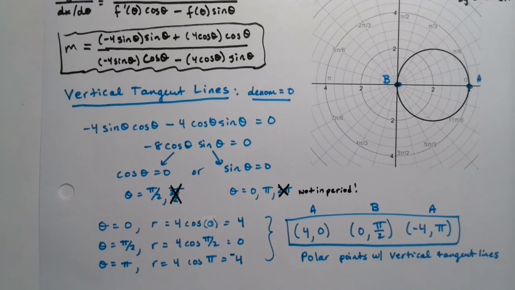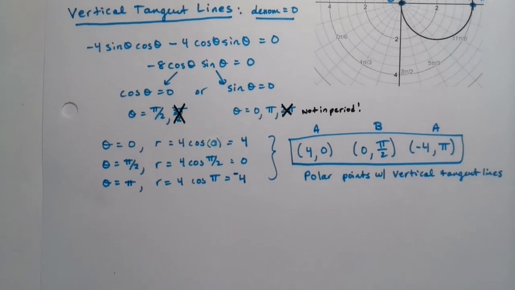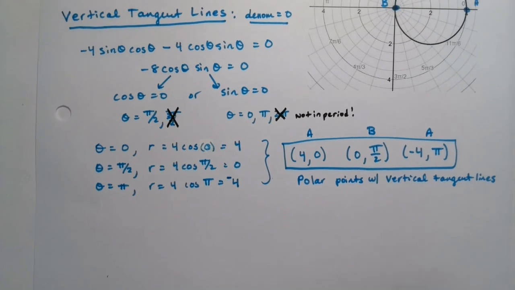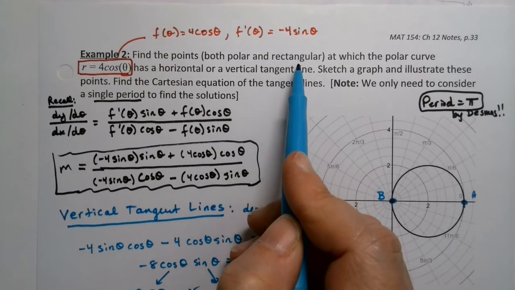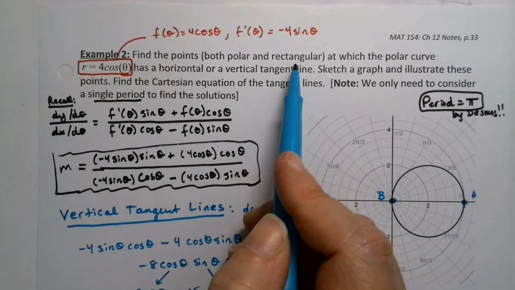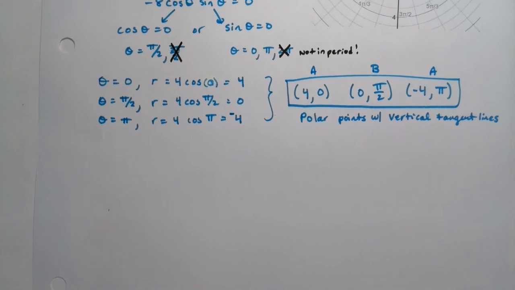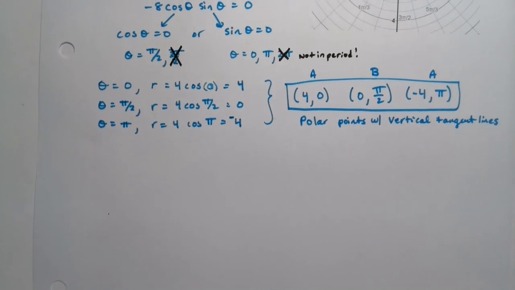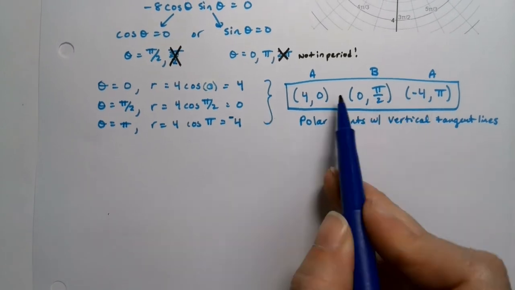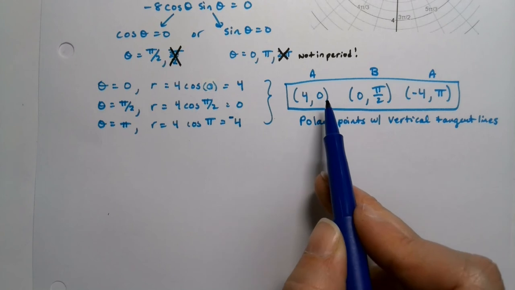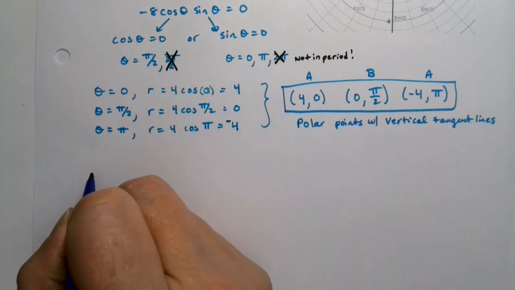Okay, well, now how would I get them into rectangular? Because this is all well and good, but you'll notice they want rectangular points too, the jerks. Okay, so let's get them into rectangular form as well. So for A, and I really only need to do this once because these two are the same points, so I don't need to bother. I can just do it once.